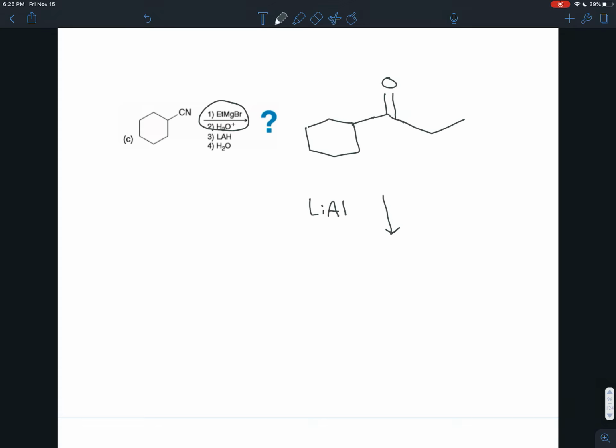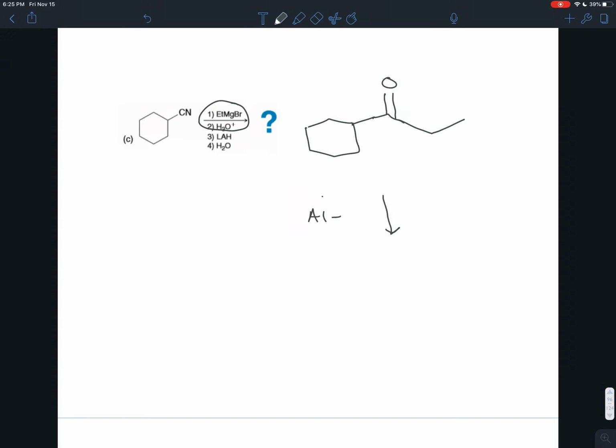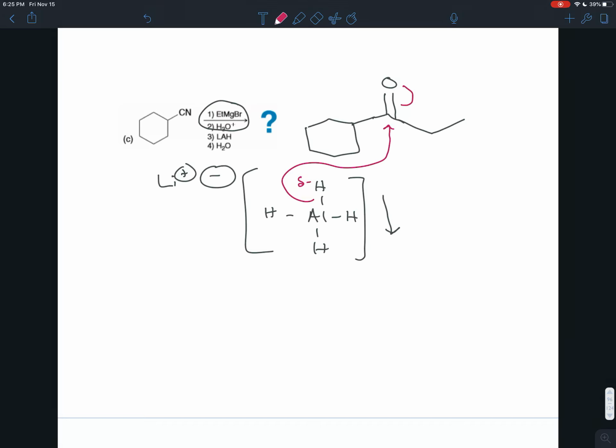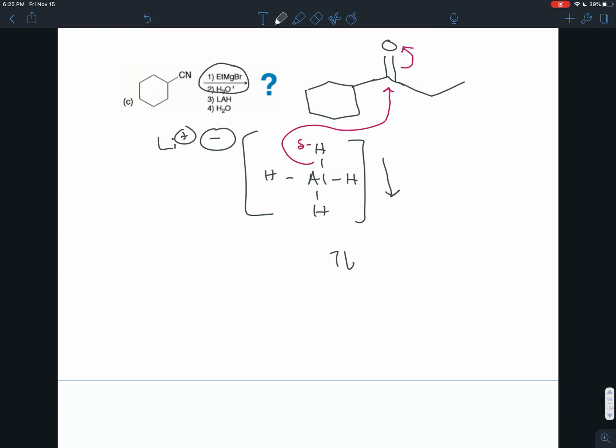In step 3, we have lithium aluminum hydride, LAH, or LiAlH4, whichever you prefer. And remember, that's a hydrogen nucleophile. So you have aluminum with the 4 hydrogens. The whole thing has a negative charge stabilized by the lithium's positive charge. So those hydrogens are more electronegative than the metal. They can take their electrons, attack the carbonyl in the ketone, kick the pi bond electrons up, and ultimately reduce the ketone to an alcohol.